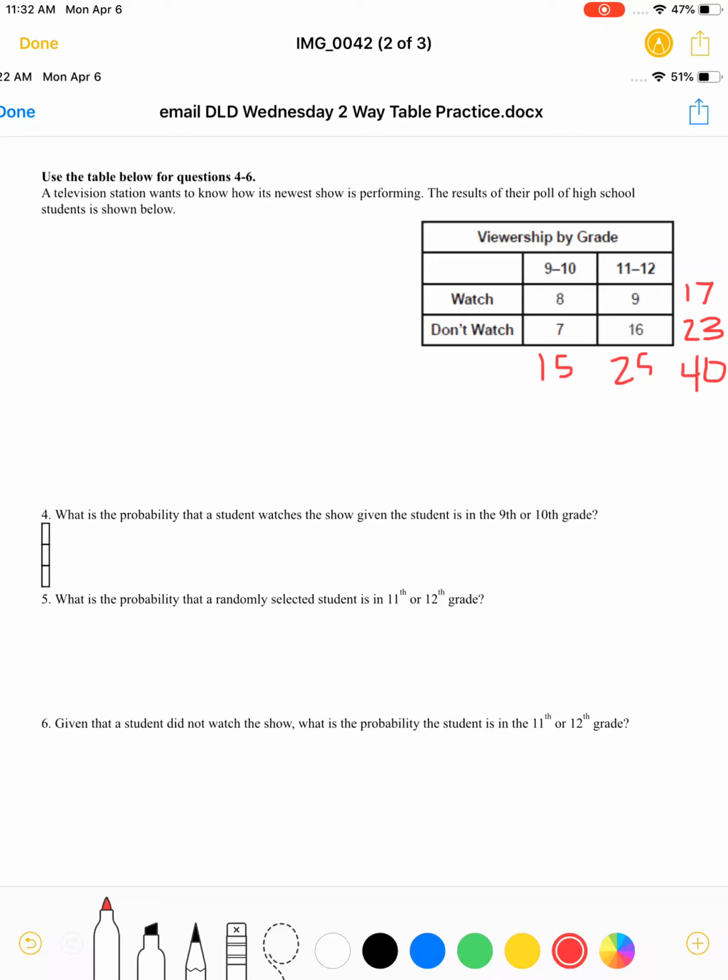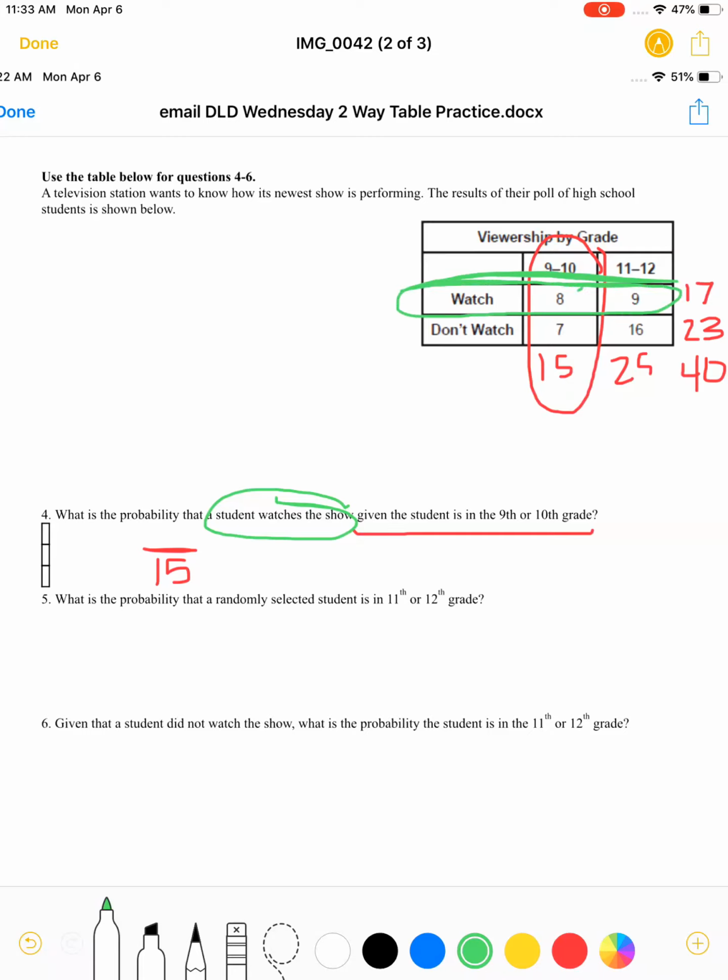Okay, so number 4, what is the probability that a student watches the show given the student is in the 9th or 10th grade? So given is our key word here. Okay, we're given the student that was chosen is a 9th or 10th grader. We know we're only dealing with this part of the table. There are 15 9th or 10th graders who took the survey. So of those 15, they want to know the probability that the student said, yes, we watched the show.